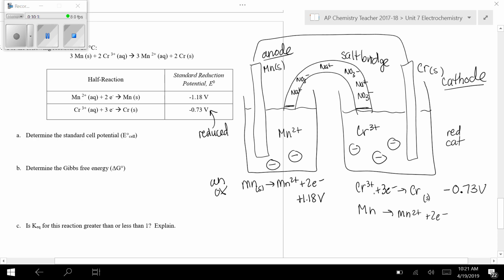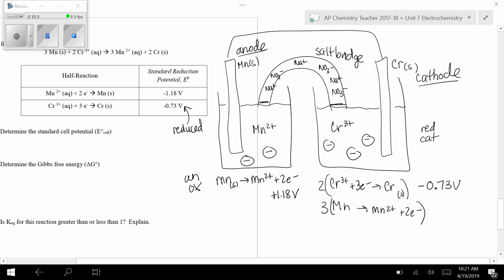And notice in order to add them up, I need to multiply this number by 2 and then multiply this one by 3, because I need to have 6 electrons gained and 6 electrons lost. But remember, when I multiply the half reaction by a coefficient, it does not change my voltage. This is where it is unlike Hess's law. It has to do with the fact that the voltage is a ratio of joules per coulomb.